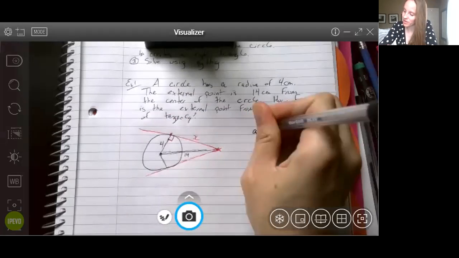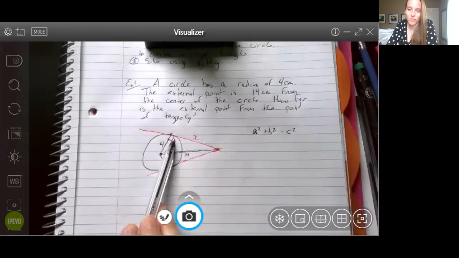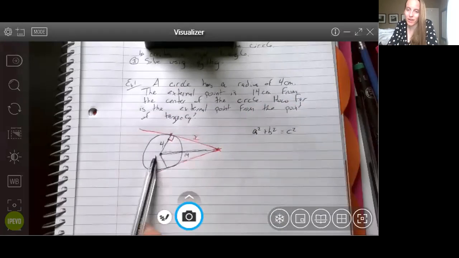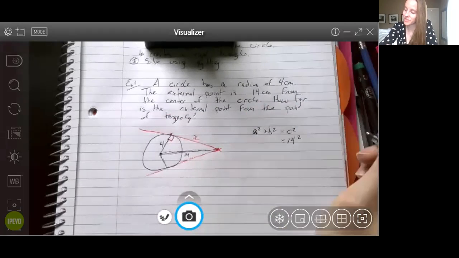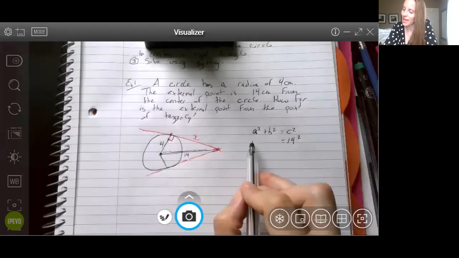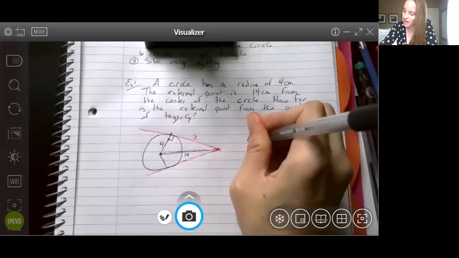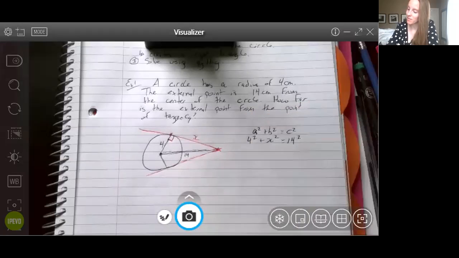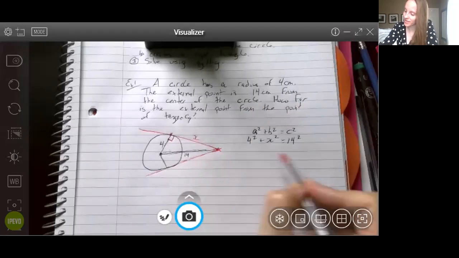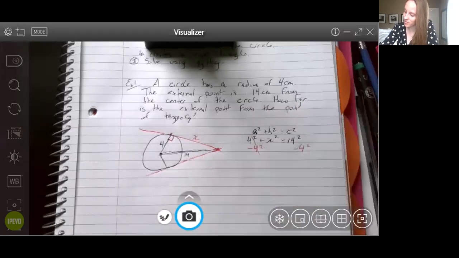So a squared plus b squared equals c squared. Whichever side is across from our right angle, that needs to be our c value. So we're going to plug the 14 in for c, and then with a and b, it doesn't matter which of those I plug in as the 4 and which one is my unknown. Then I'm going to move the 4 squared to the other side by subtracting to get the x squared by itself.